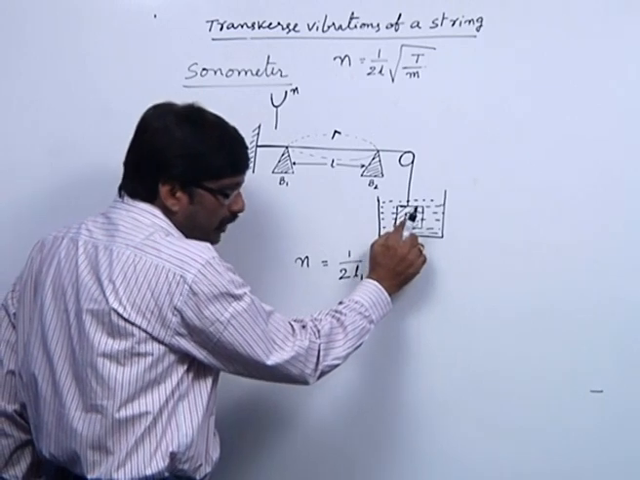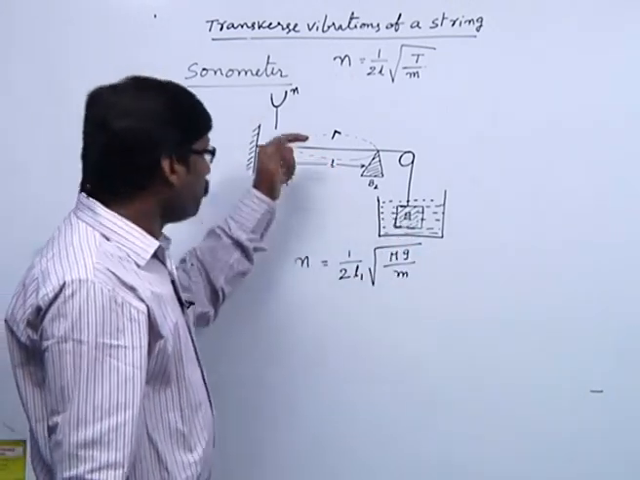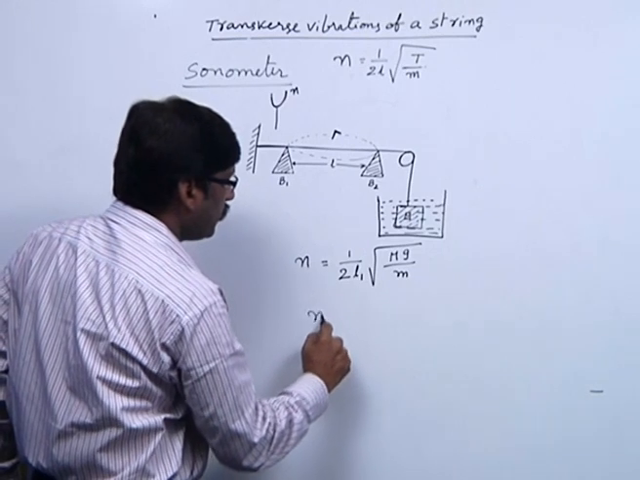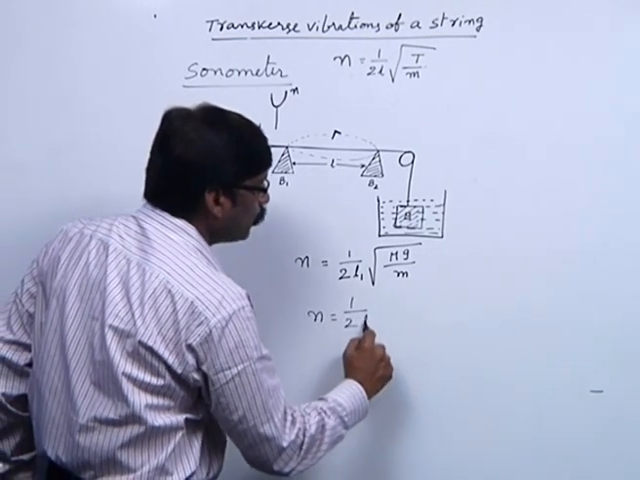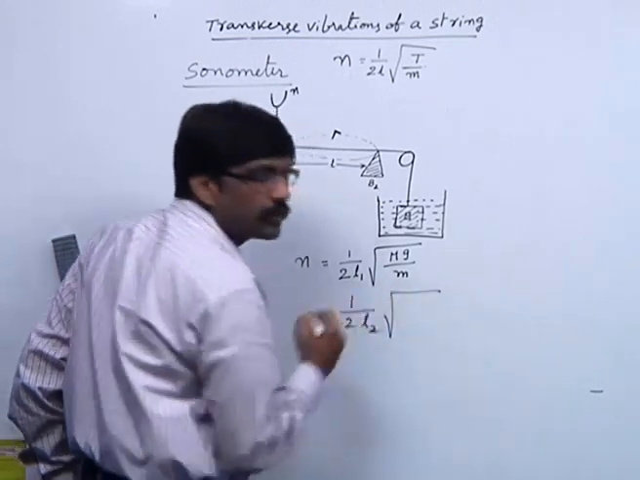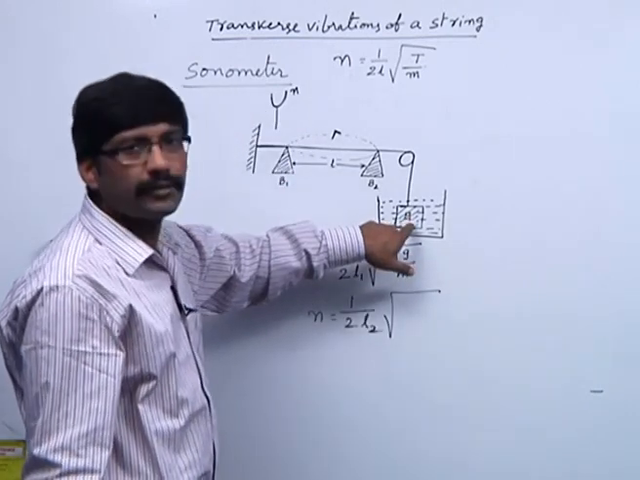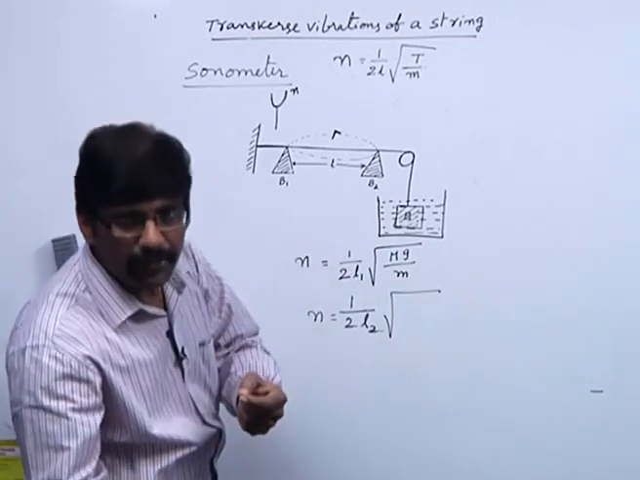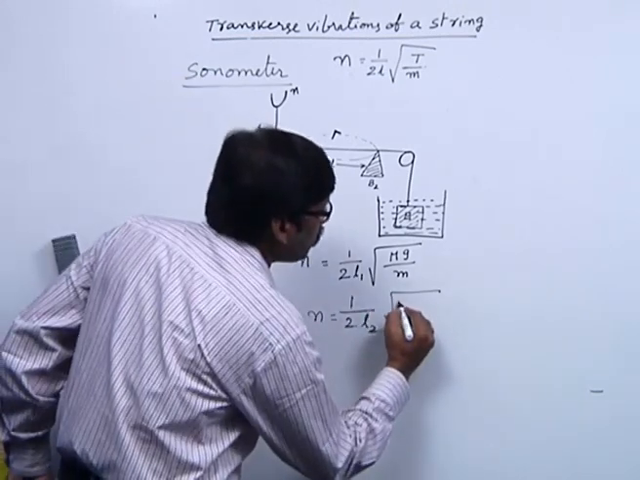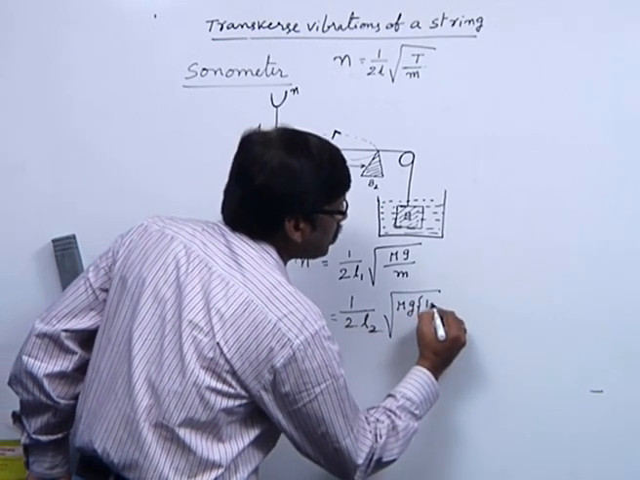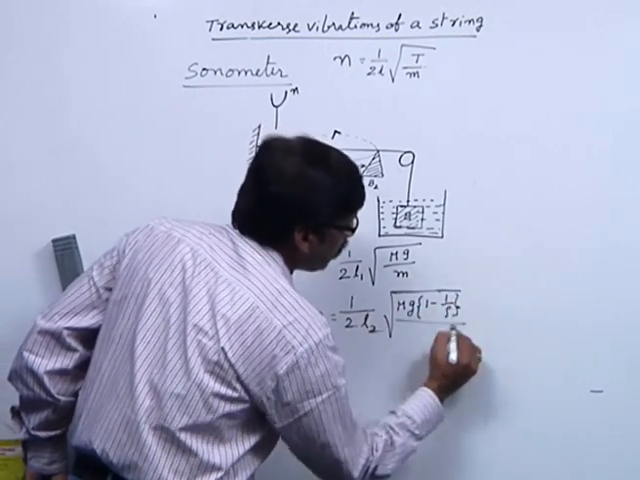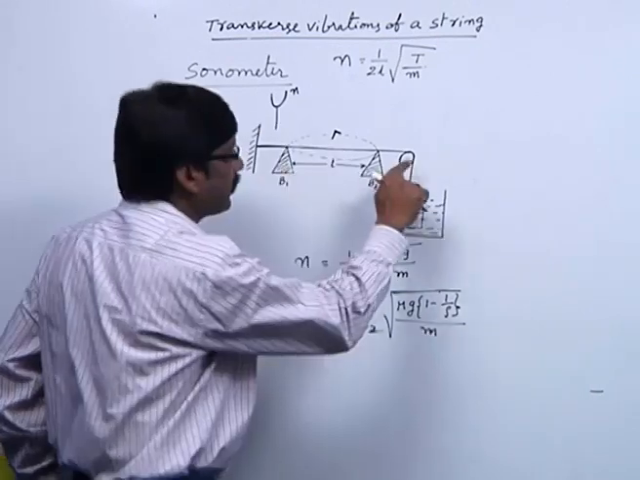So, by keeping the suspended weight in water, repeat the same experiment and note down the resonating length, since I am using the same tuning fork, 1 by 2 L2 root of... we know that when the object is in water, weight is acting down and upthrust is acting up, where upthrust is V L D L G. If I simplify that, mg into 1 minus 1 by rho, the weight divided by linear density. I am not changing the linear density of this wire, the same wire I am using.